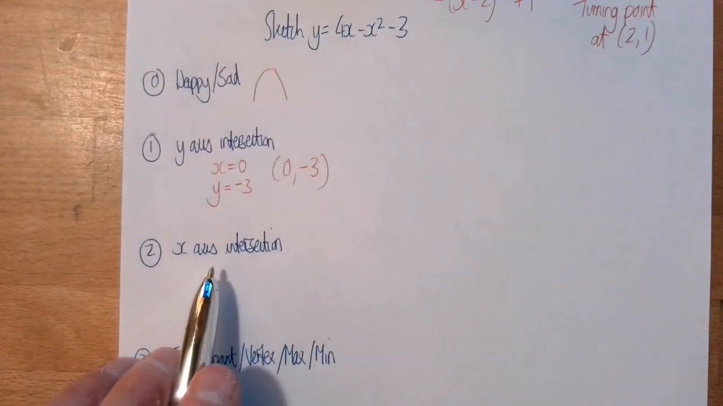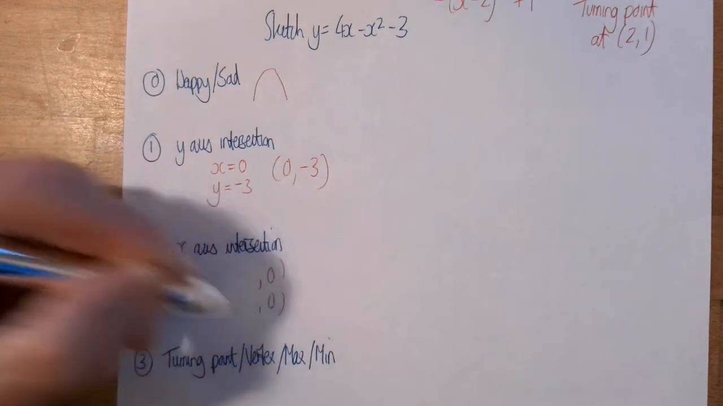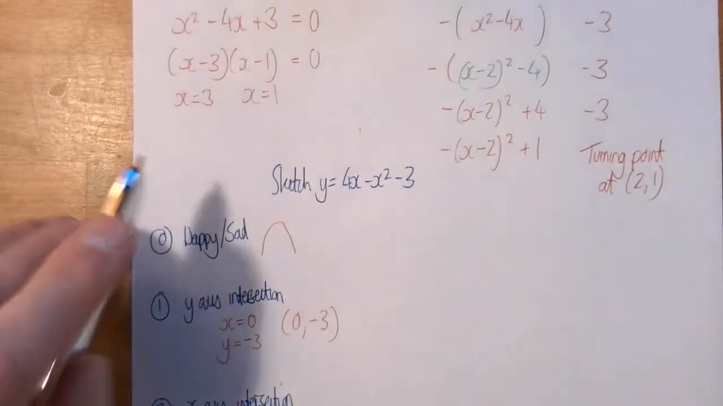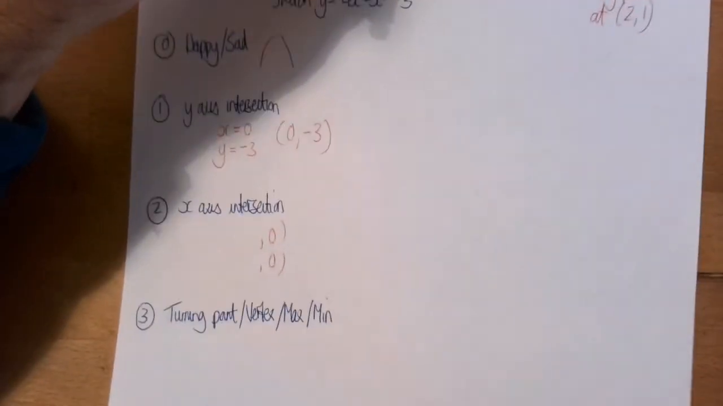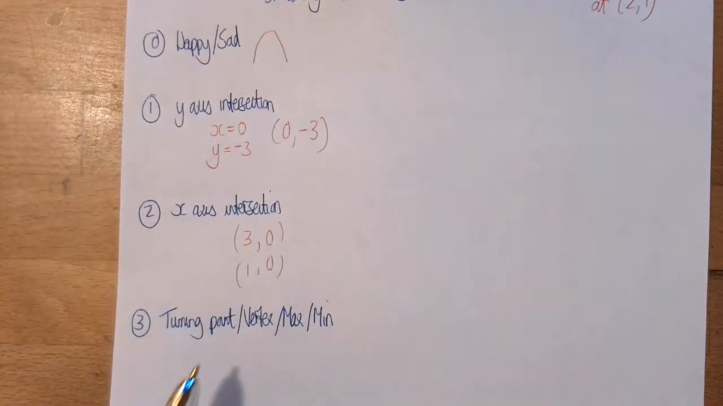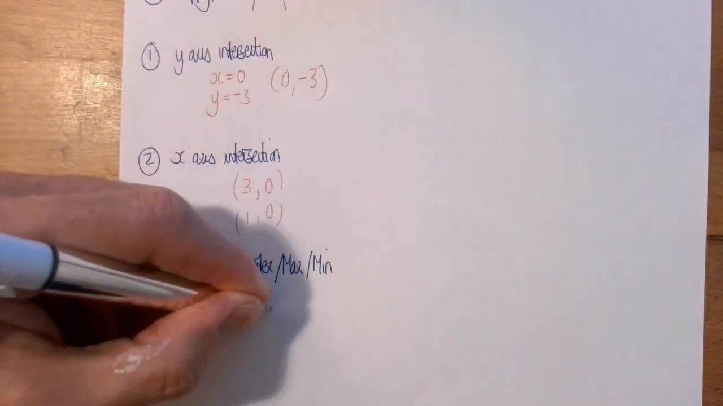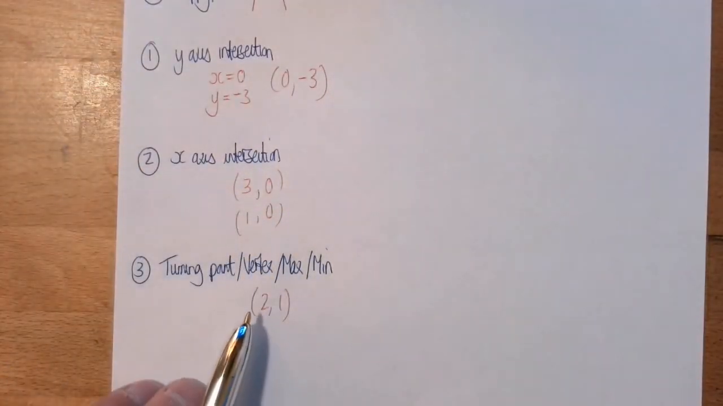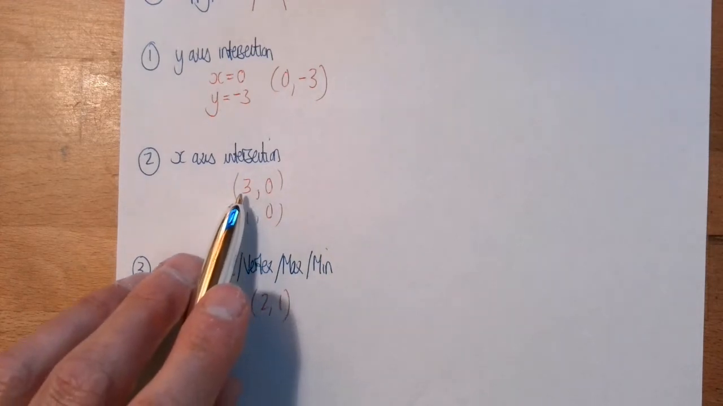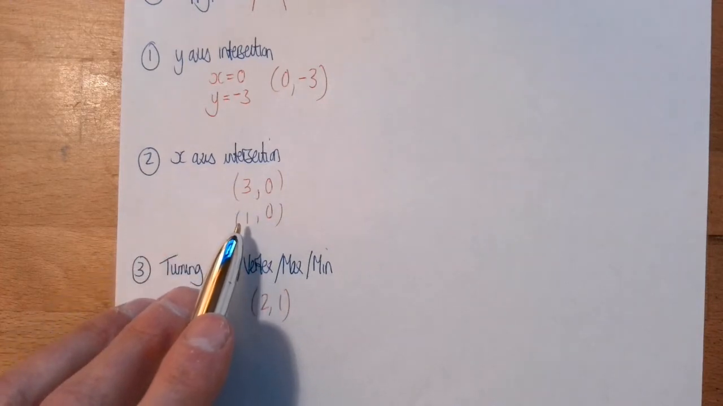The x-axis intersections are the roots, the values you get when y is 0. And we did that earlier, we solved it and got 3 and 1. And the turning point, which in this case will be a maximum because it's a sad one, we completed the square and got that at 2, 1. You may remember that we also know that the turning point will always be halfway between the two roots, because of the symmetry of the curve.